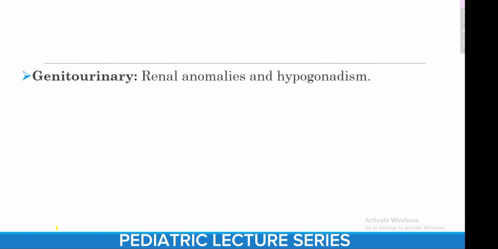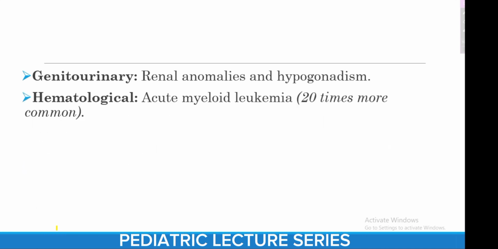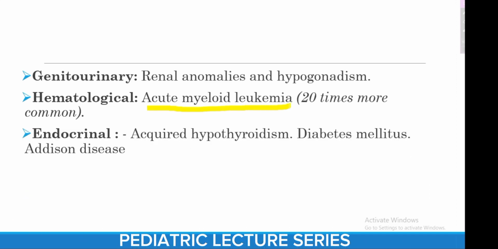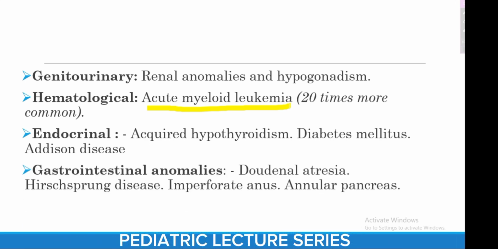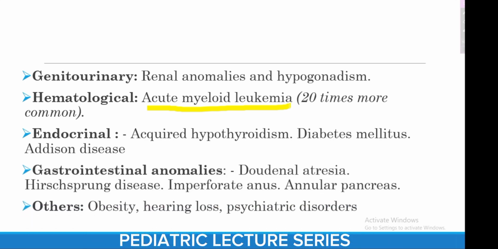Then you're also going to have renal anomalies and hypogonadism. They also have 20 times more chances of having acute myeloid leukemia. Also, sometimes they have diabetes and Addison's disease, even obesity and hearing loss.